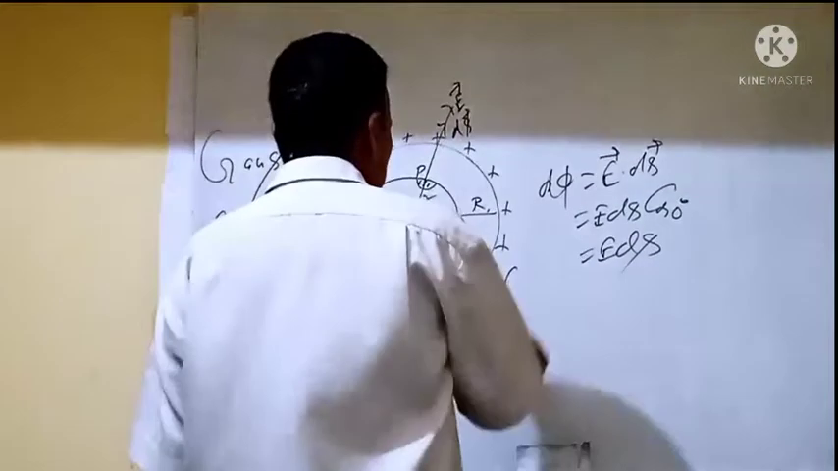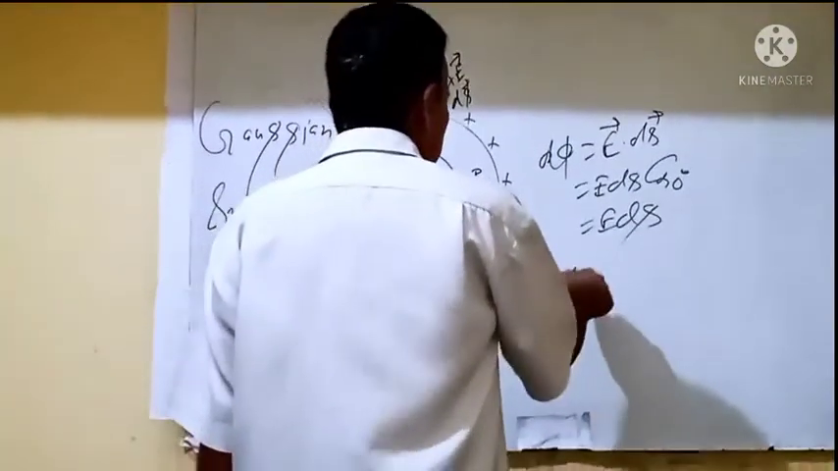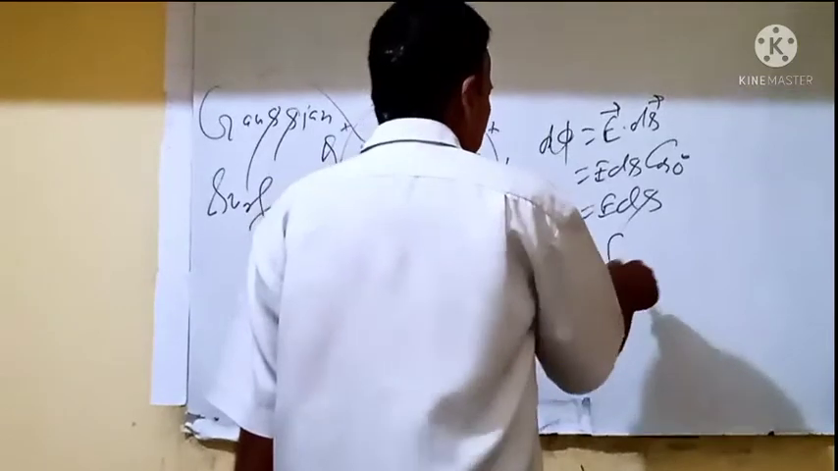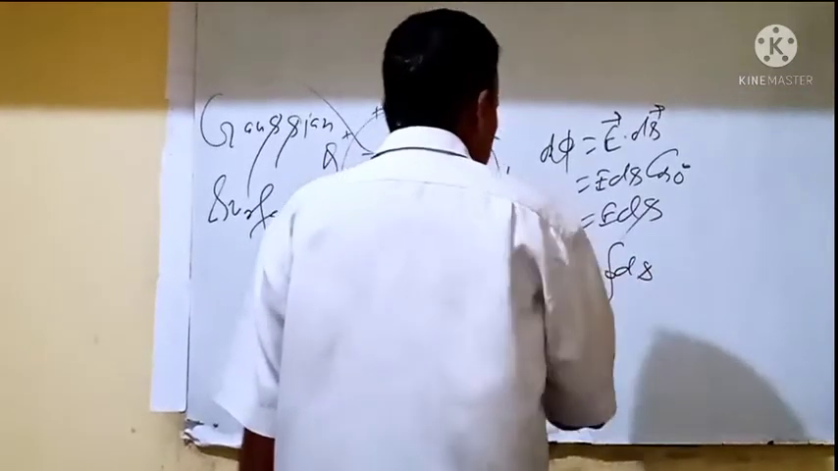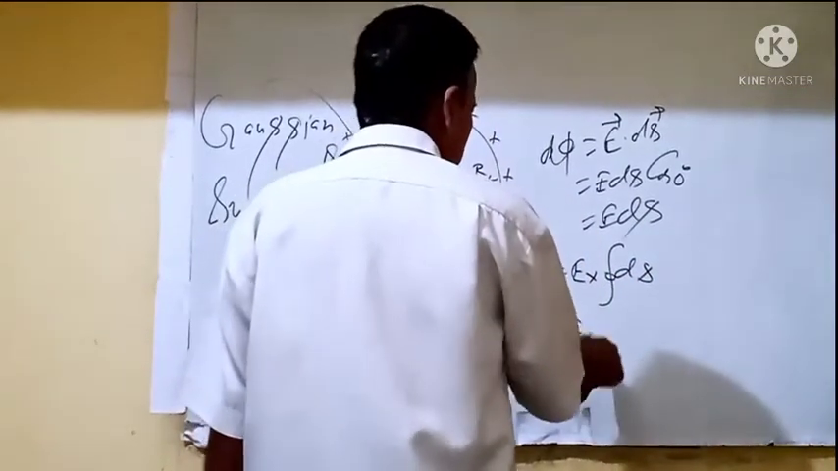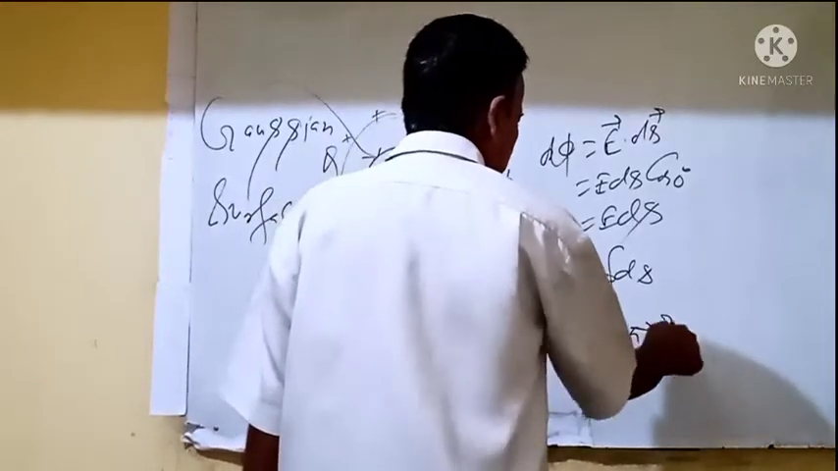Now what is the total electric flux? Phi is equal to E into the integration of ds, that is phi is equal to E into 4 pi r squared.